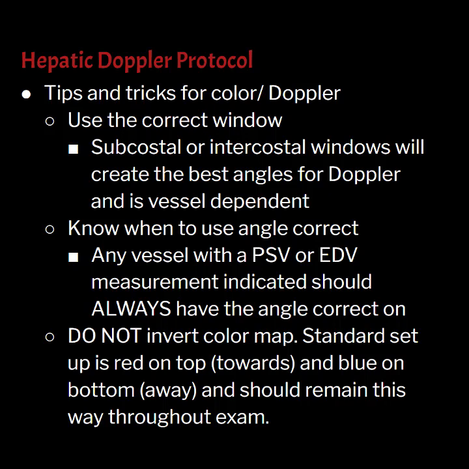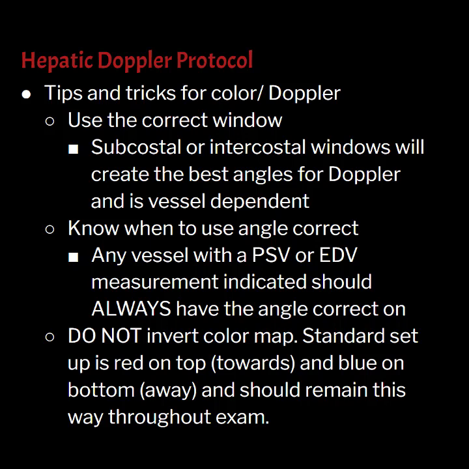However, we usually can find a window that gives us more of a 0-degree angle, which is completely acceptable for abdominal Doppler work. So we want to make sure that we're using either subcostal or intercostal windows that give us the best angles for Doppler, and it's going to depend on each vessel. So you'll want to pay attention to what window you should be using.